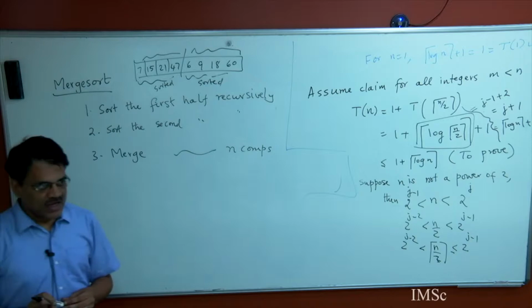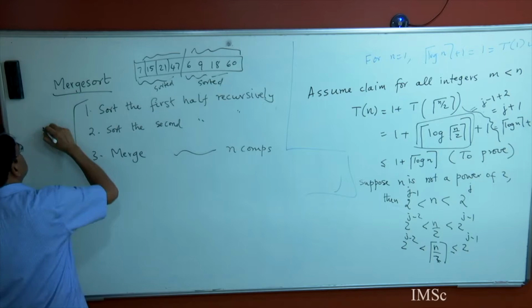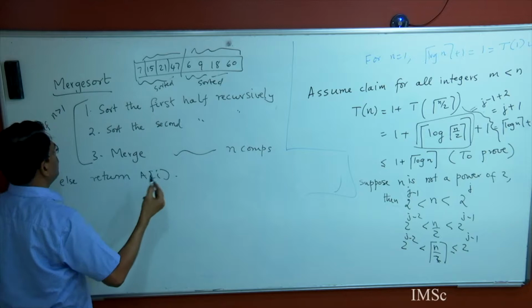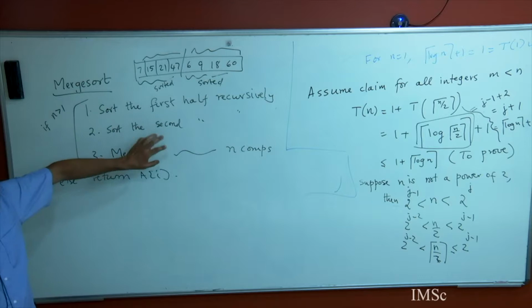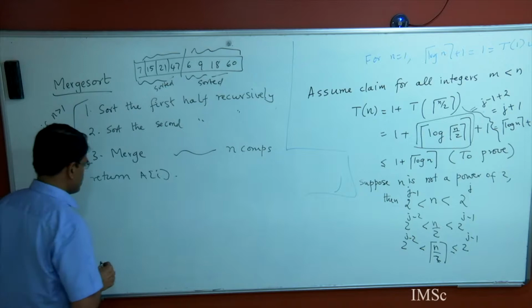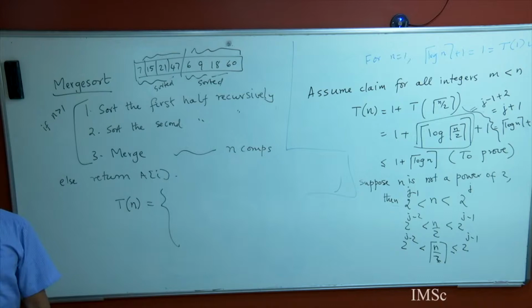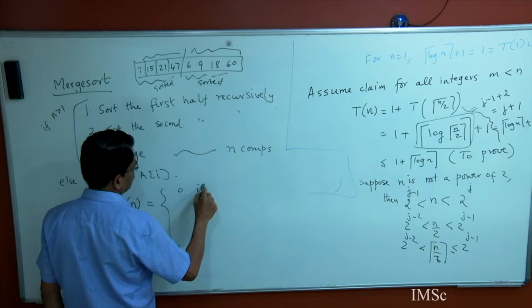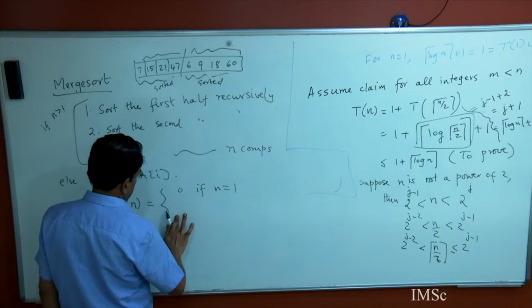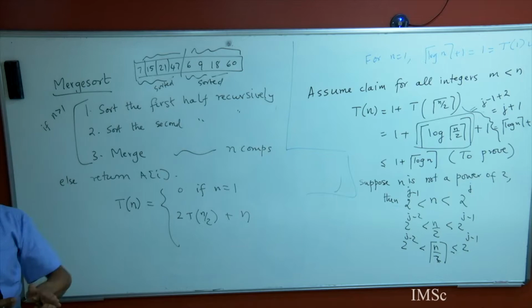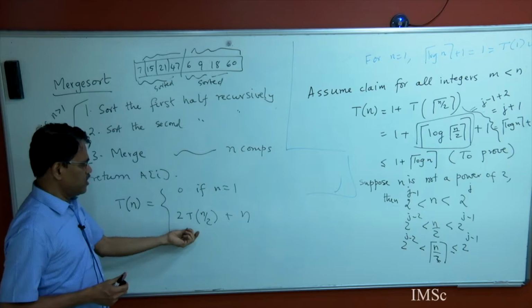All this is if n is greater than 1, else return. If there is only one element, you don't have to do anything. Recursive algorithms need a bail-out condition, so that's what this is. Now how did we analyze this algorithm? We wrote down that I want to compute T of n. Let's again count the number of comparisons made by the algorithm. If n is 1, there is only one element, you're not doing anything, so it's 0. Otherwise, it's 2 times T of n by 2 plus n, because the time to sort the first half is T of n by 2, since it is the same algorithm applied on an input of size n by 2. Similarly, the second half is another T of n by 2, and merge is an external routine. So this is what it is.